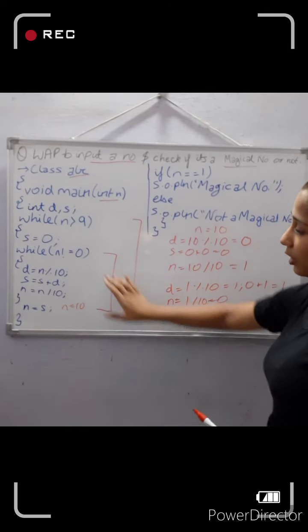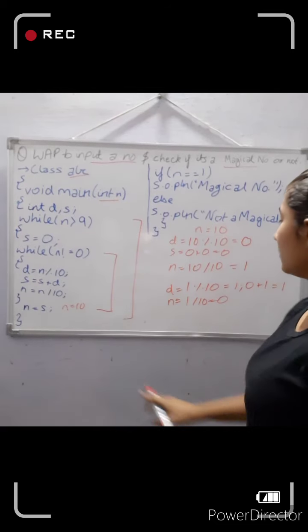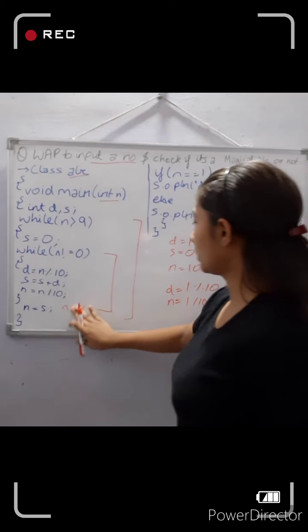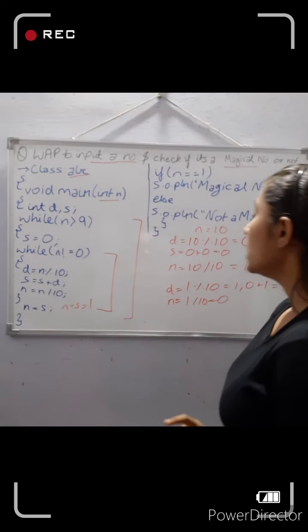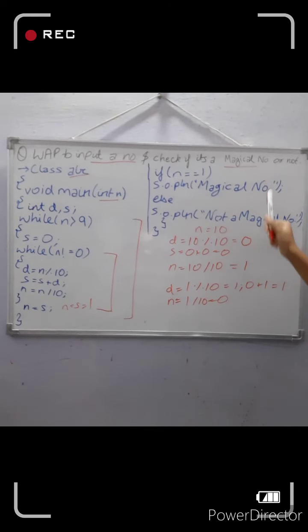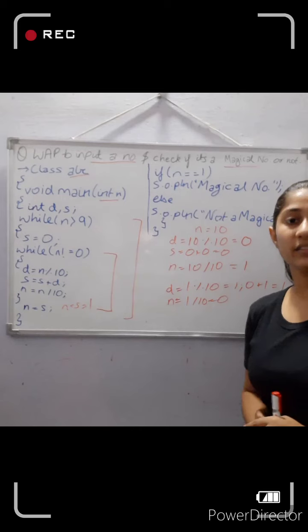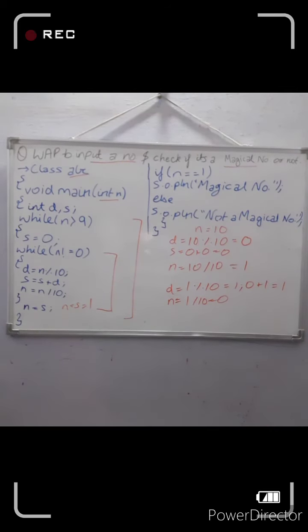Now again we are going to stop this while loop as the value of n is now 0. So now the final value of s is 1. So n is equal to s, which is equal to 1. So if in the end the value of n is equal to 1, we can say that the number is a magical number. For example, we have done this number, which is number 235 with you. Otherwise, the number entered is not a magical number.